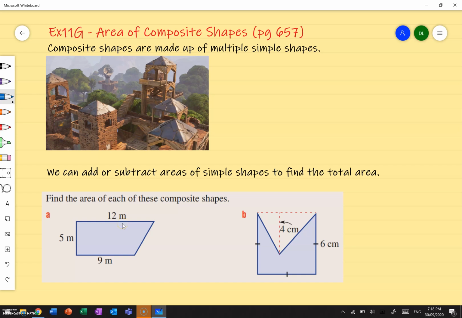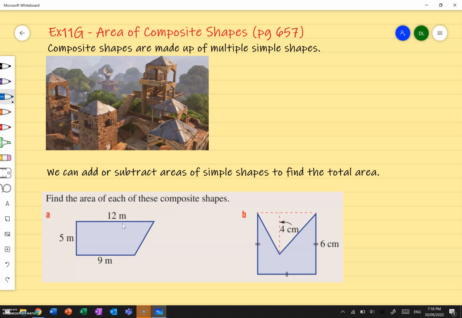Hey Sevens, today we're going through exercise 11G on the area of composite shapes on page 657 of your textbook. This exercise uses a combination of your skills that we've learned over the last couple of lessons: the areas of rectangles, squares, triangles, parallelograms, whatever it is. We need to combine those skills in order to find the area of composite shapes.